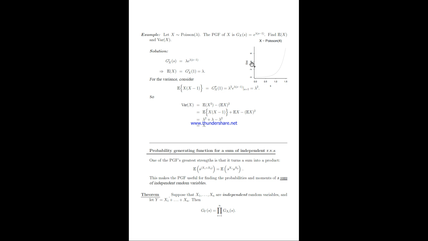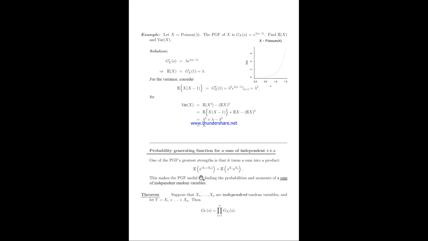Now actually this is a known distribution. So you can apply the same concept when you have an unknown distribution as well. Alright. So let's see what will happen. How can we apply the probability generating function for a sum of independent random variables, right?